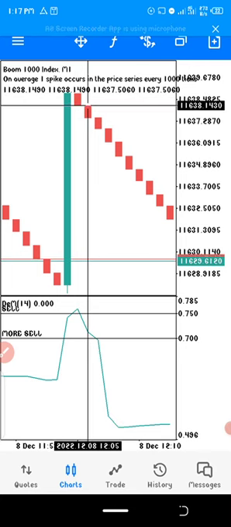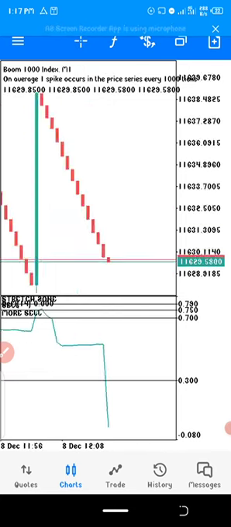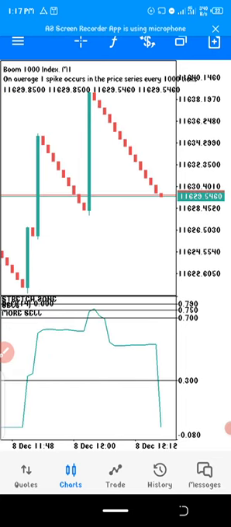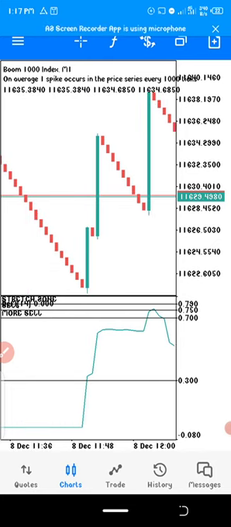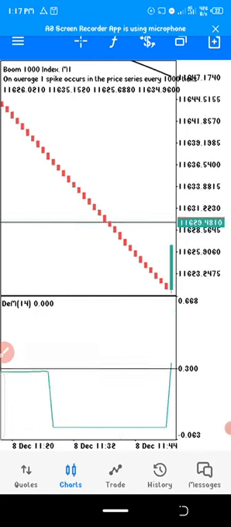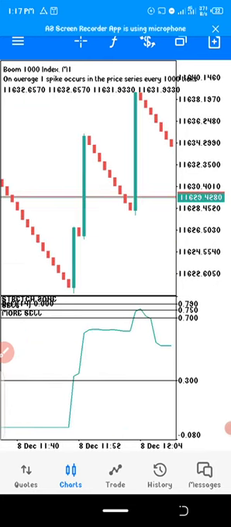Then we're going to enter our trade, and we're going to take how many candles? You're going to be taking 3 to 5 candles. For a bigger account, you can take 5 candles. For a smaller account, you can take 3 candles, and you can just rinse and repeat.